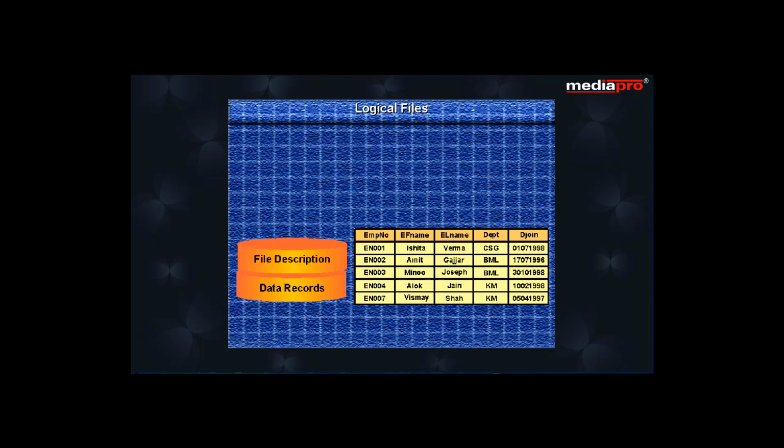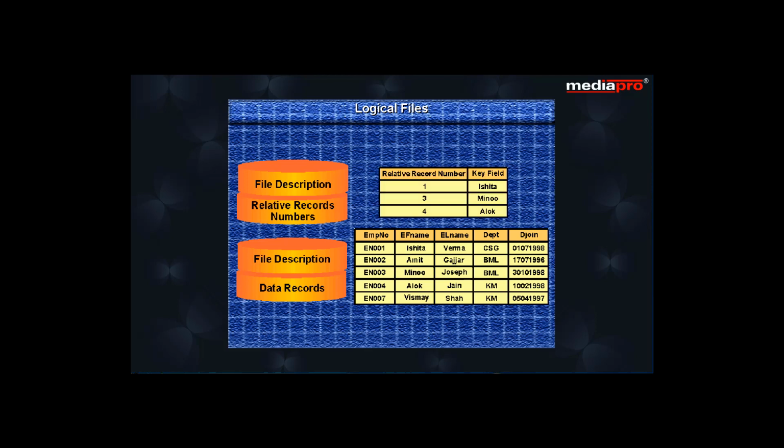Like the physical files, the logical file also consists of two parts. The first part is identical to the physical file and contains the file description. The second part contains a keyed access path that has the key values along with the relative record numbers of the records that have been selected from the physical file.